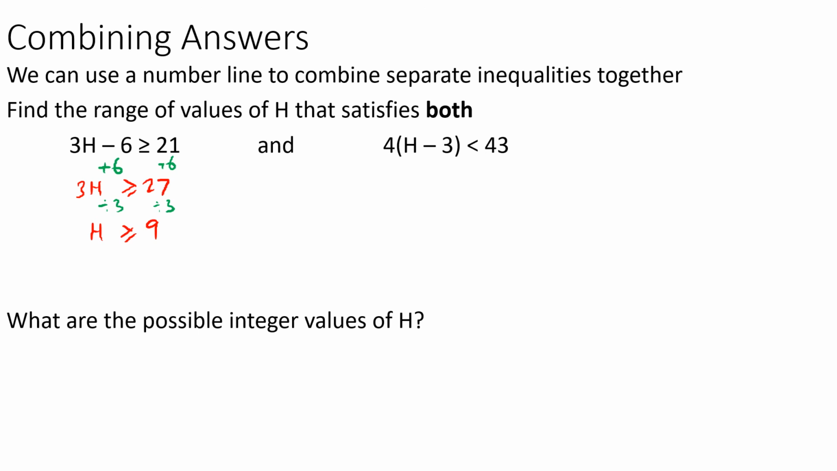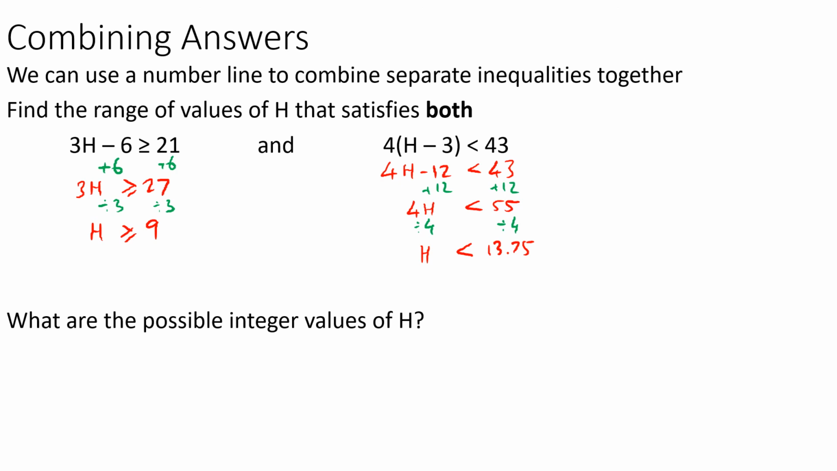We're not going to draw them until we've got both of them though. The second one, expand the bracket maybe. 4h minus 12 less than 43. Add 12 to both sides. This will give us 4h less than 55. And then divide by 4. We'd end up with h less than, let's do this as a decimal, 13.75.